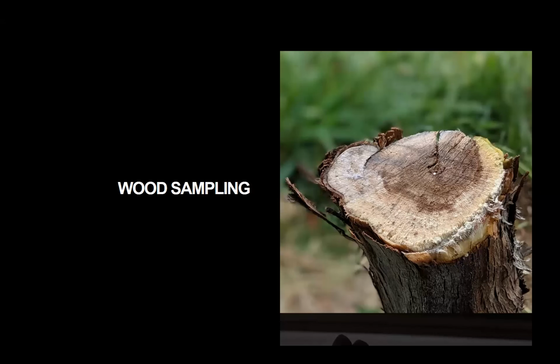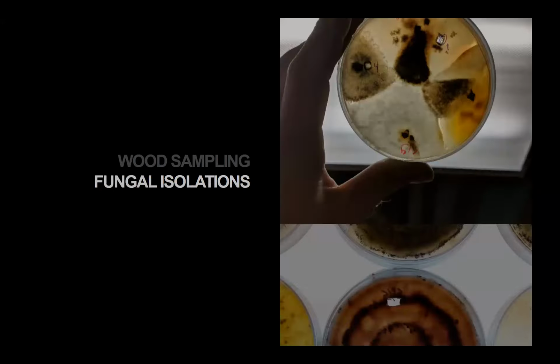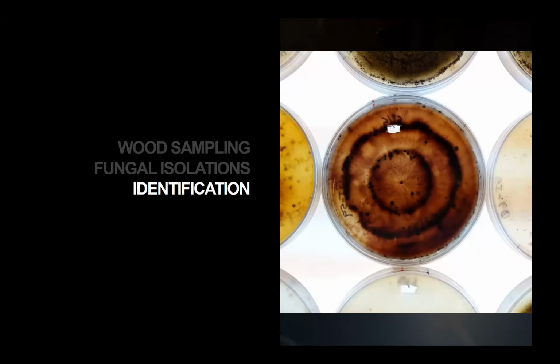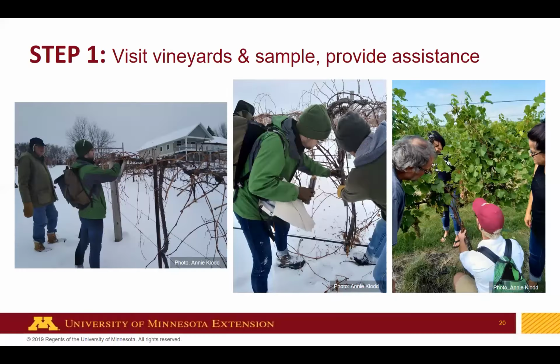So the first step in this process is sampling wood and getting samples from the vineyard. The second process is fungal isolation. So once we get those samples from the vineyard, Davey has to grow those in the lab to isolate the fungus from the samples. And then he has to identify what it is. From there, we look at the fungal species, see if it's a pathogen in the first place. Some of them are not pathogens. And then research more about that disease and see how it's actually impacting the vines.